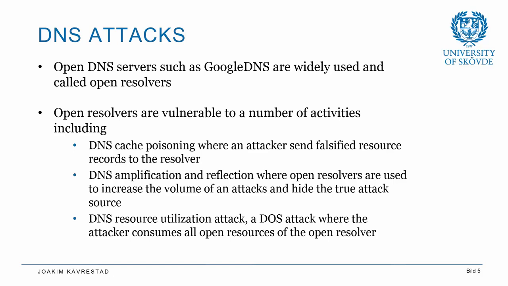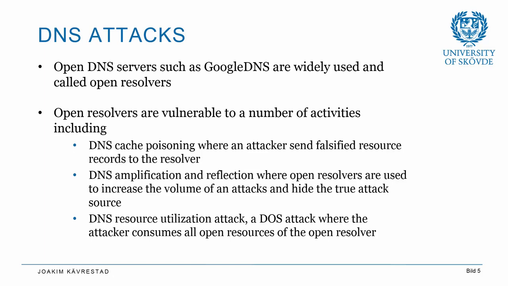And open resolvers are vulnerable to a number of malicious activities that include DNS cache poisoning, and this is an attack where the attacker sends falsified resource records to the resolver. Basically gives incorrect information. So, for instance, one may do an attack where we locate a bank like Swedbank, one of the Swedish large banks, and then we poison a DNS cache with falsified information about the IP address of the Swedbank webpage, and then we use that to redirect users to a falsified version of Swedbank that we can use to steal banking information.